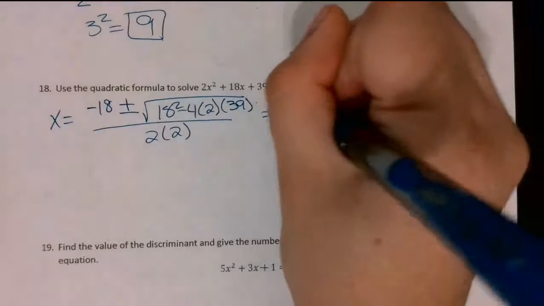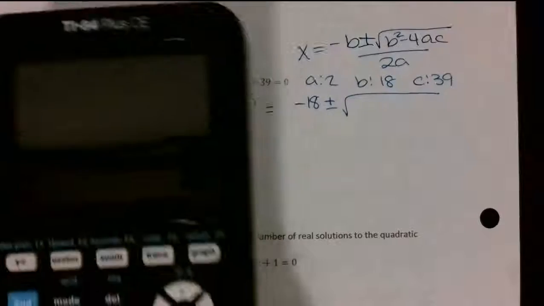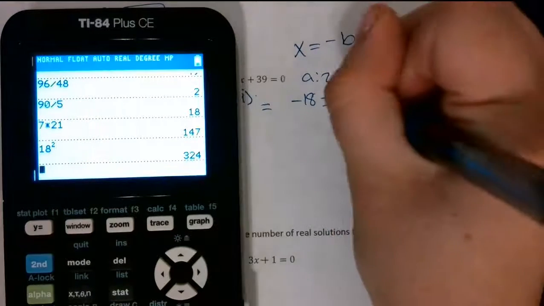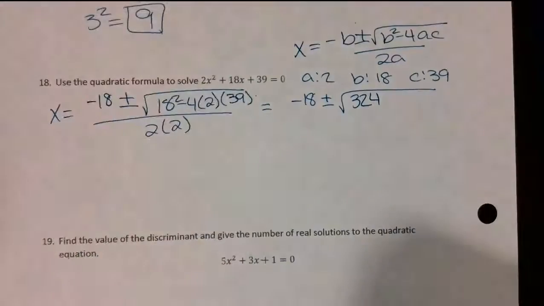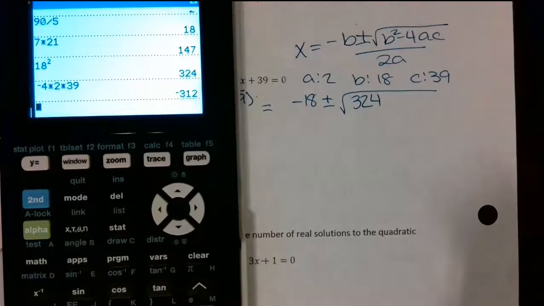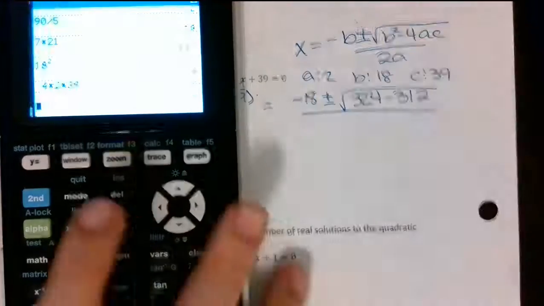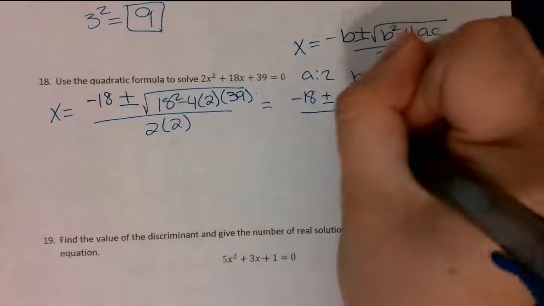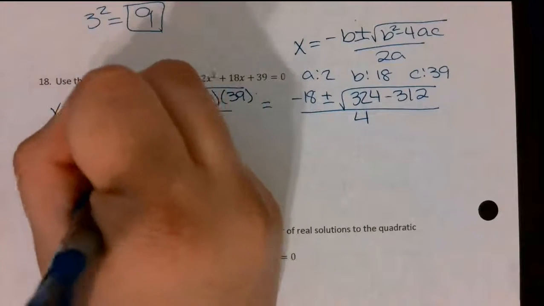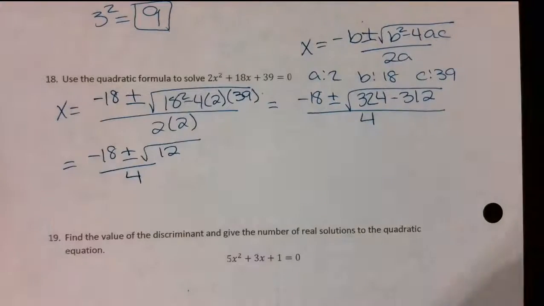Then I'm going to simplify the stuff inside the radical. 18 squared is not something I know off the top of my head. It's 324. And then I have minus 4, so negative 4 times 2 times 39, which gives me negative 312 over 2 times 2, which is 4. Want to keep simplifying the inside. 324 minus 312 is just 12 over 4.